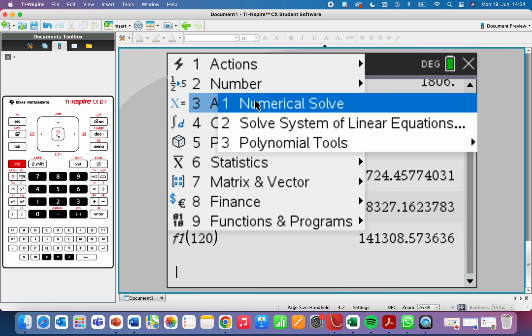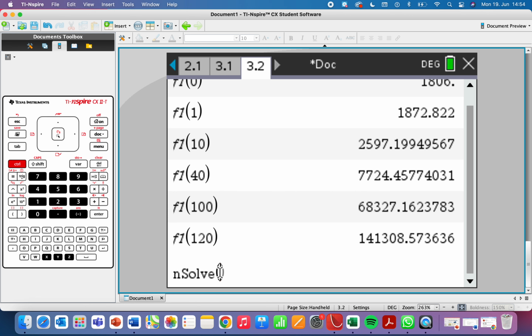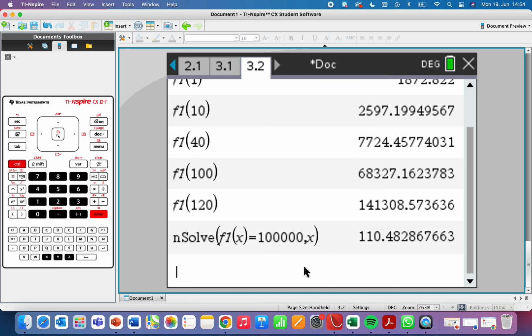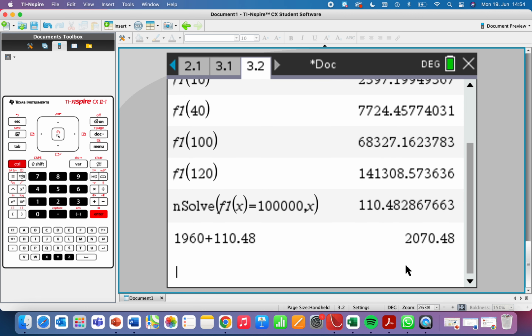Now, menu, algebra, numerical solve. I think you guys remember this. We're going to solve f1 of x equals 100,000. And we type in f1 of x here because that's the equation that we had before. But we have to solve it, comma, x, boom. 110.5 years after 1960. So the actual year is 1960 plus 110.48. In the year 2070, it's predicted that the GDP per capita will get to about 100,000.